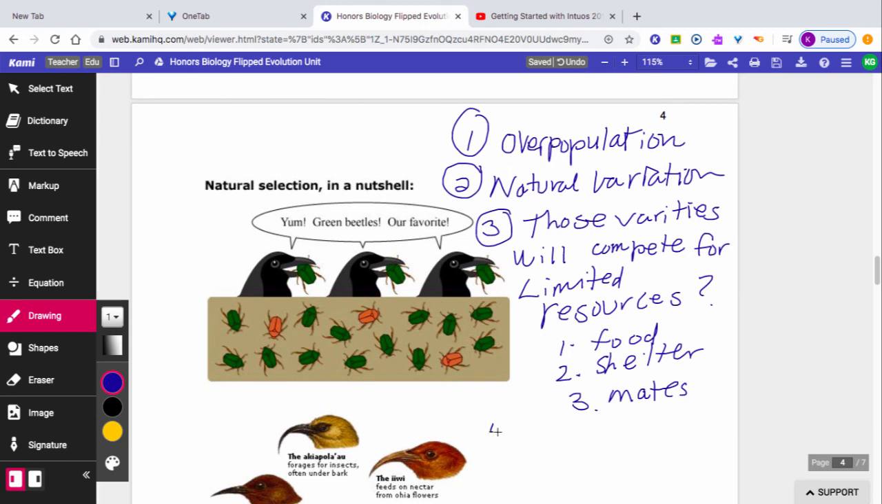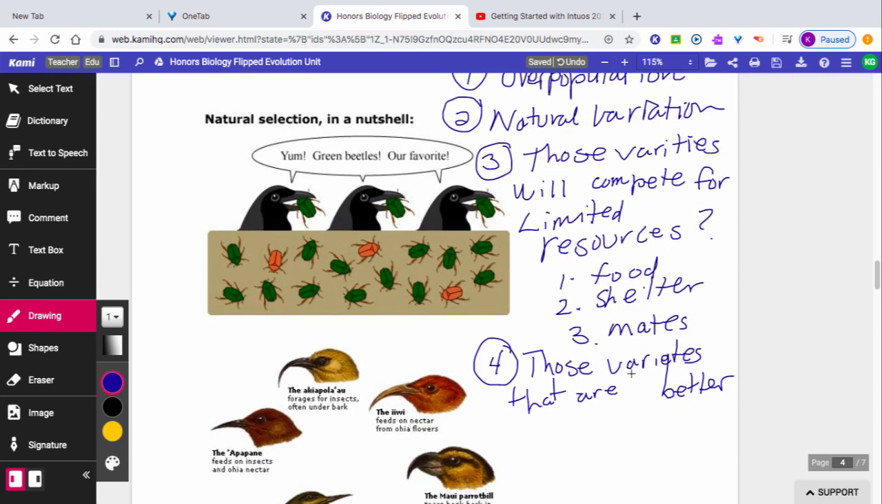And there will be a differential survival, and not only survival, but a differential survival and reproduction. So I'm going to word that by saying those varieties that are better suited. And again, that better suited is from their genetics. We know that now.